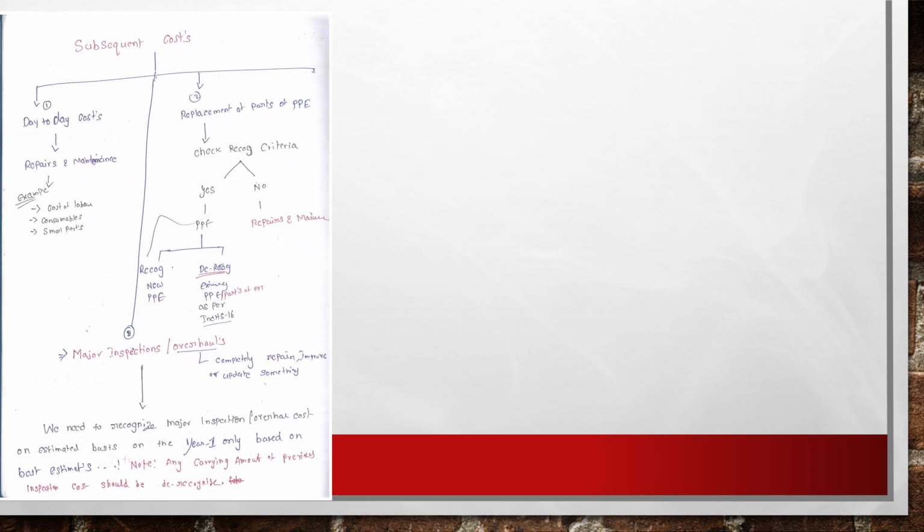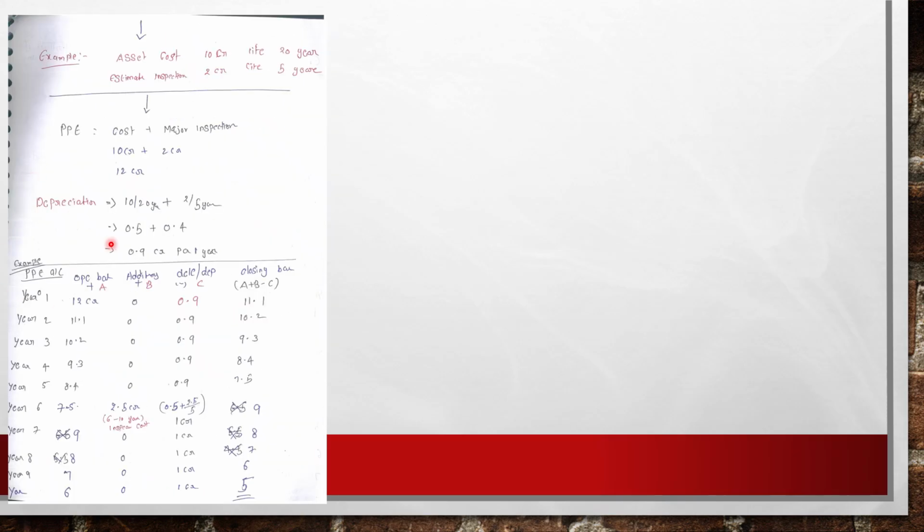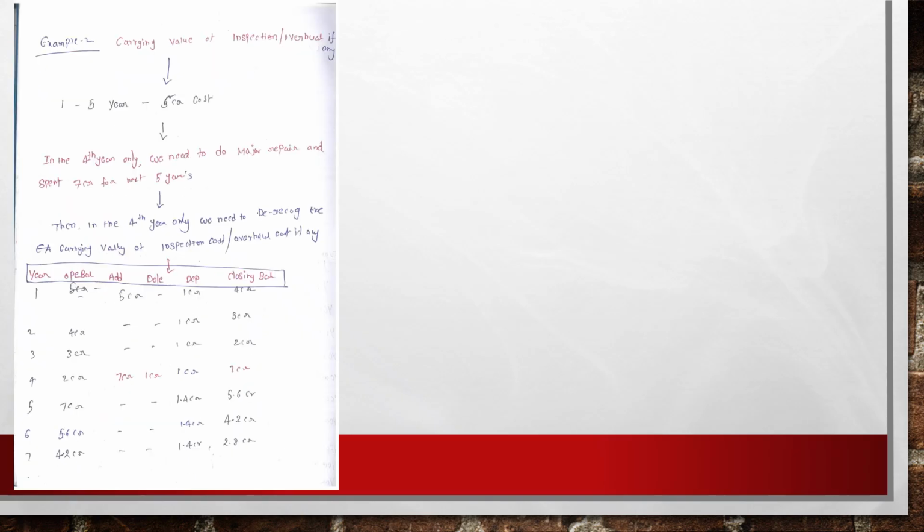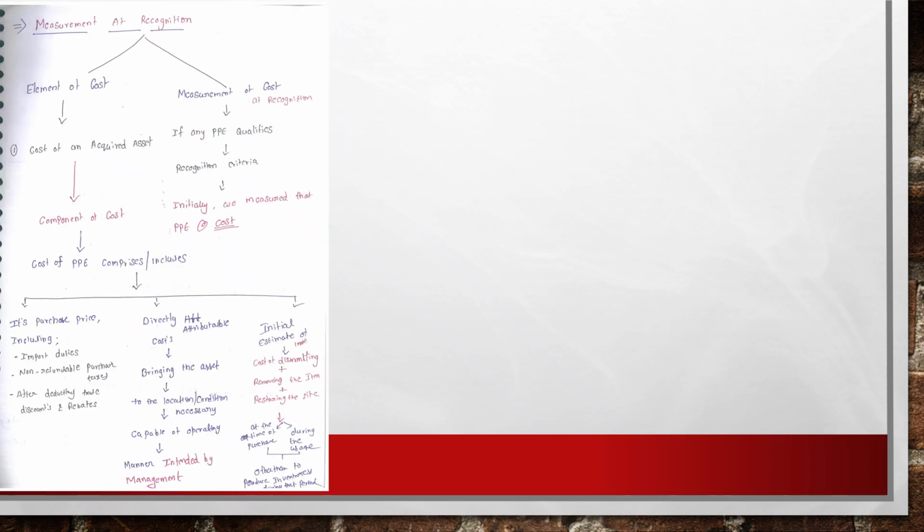And in the latest video we completed subsequent costs and day-to-day costs and their difference. We went through one example of how we incur these costs and major inspection costs, and also another example where we incur additional cost before maturity. And then today we discuss measurement.